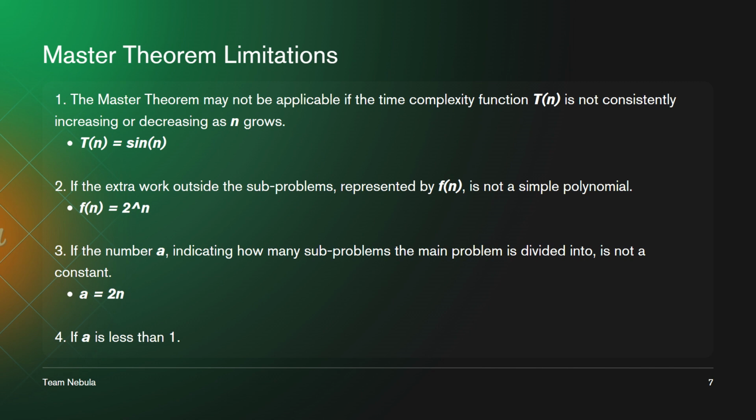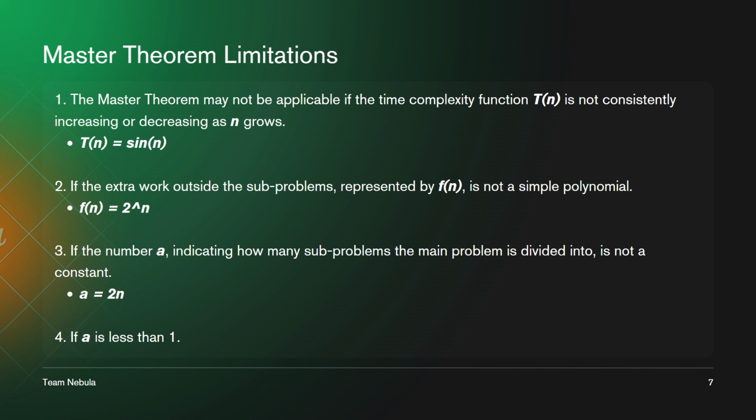Also, if the extra work you are doing outside the subproblems, f(n), isn't something simple like a polynomial. Imagine if f(n) equals 2 to the power of n. The master theorem might not be able to give you a clear answer in this case. Another thing, if the number a, which tells you how many subproblems you are dividing the main problem into, isn't a constant, then the master theorem might not be your best buddy. Imagine if a equals 2 times n. That's not a straightforward constant, right?